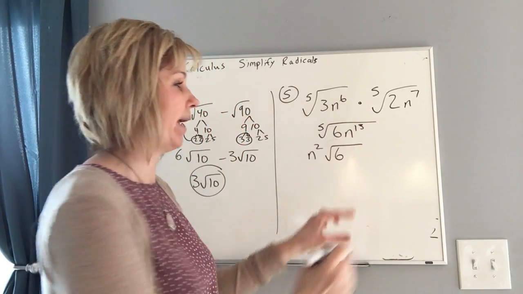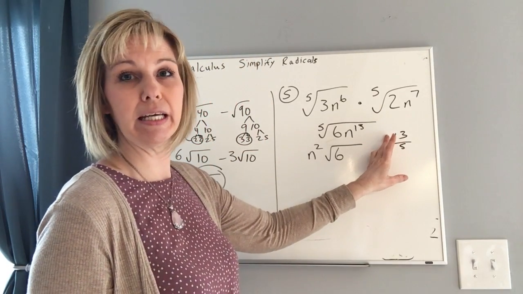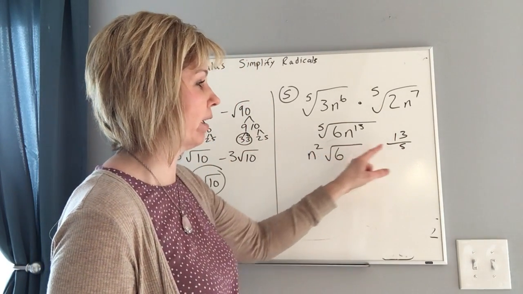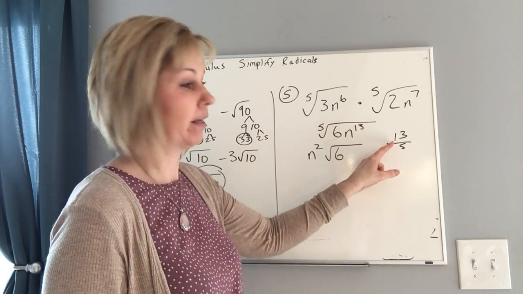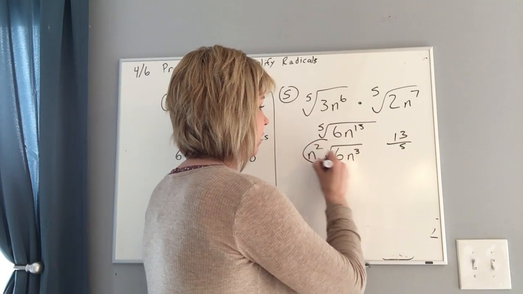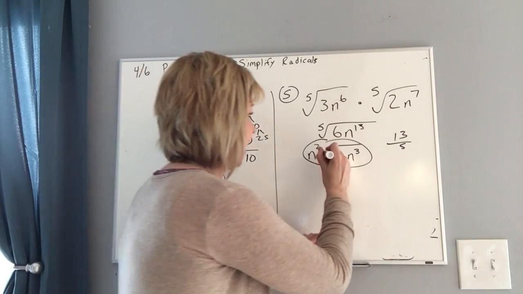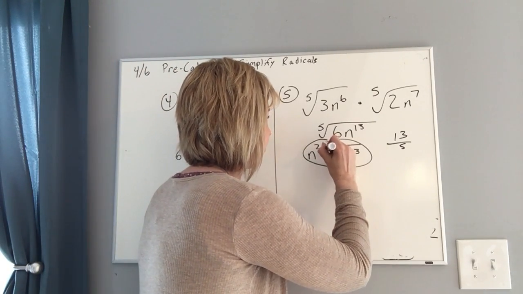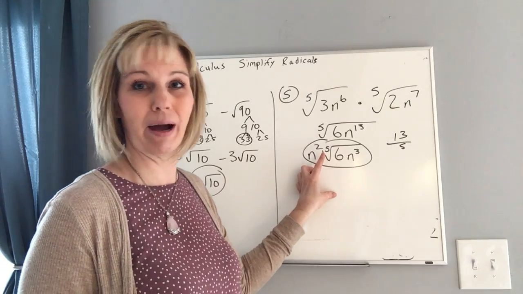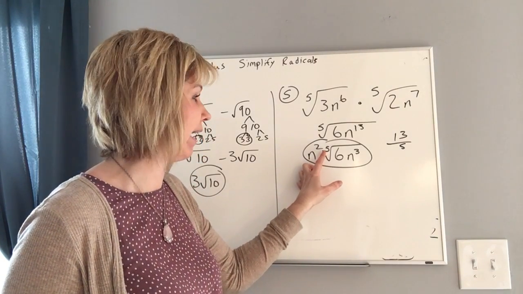And what would be the remainder? You can think of it like this: 5 goes into 13 2 times. That's why we have n squared. That'd be 10, so there'd be 3 left over. So we could say n cubed is underneath. So n squared times, what am I forgetting? What root is it? It's the 5th root. Don't forget, this is where I'm going to see answers wrong. Just make sure you remember the index is the 5 there.